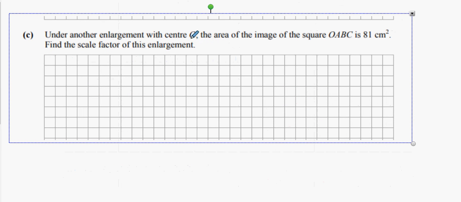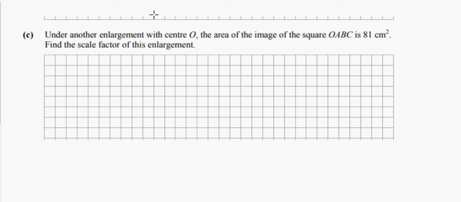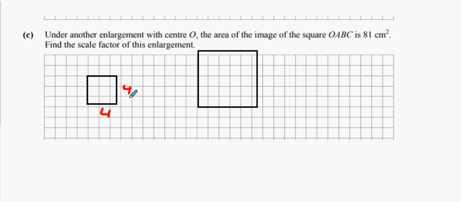Now, last part. Under another enlargement with center O, the area of the image of the square OABC is 81 centimeters squared. Find the scale factor of this enlargement. No bother. Now, here's what I want you to focus in on. Would you agree that the original is 4 by 4? Would you agree the original area is 16? Would you agree the other area was 14 by 14, and its area will be 196? What happens when you divide this area by this area? What do you get? You actually get 49 over 4.